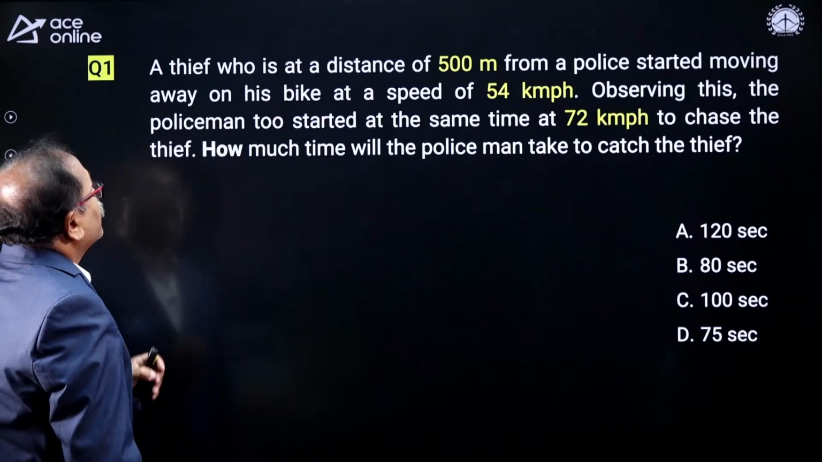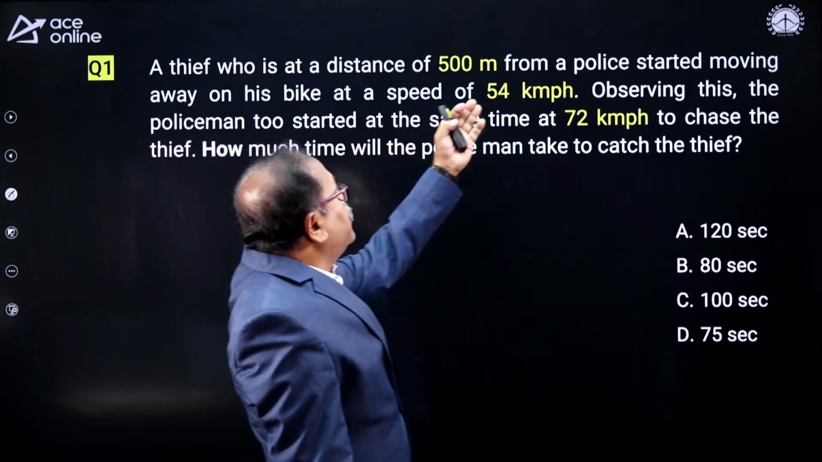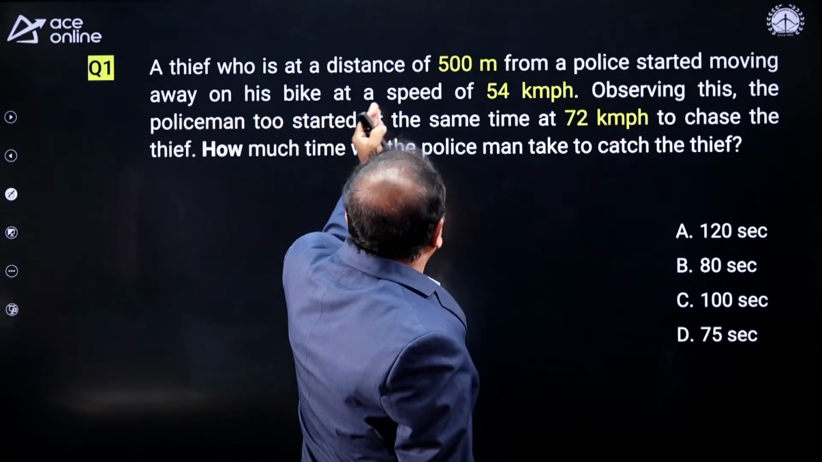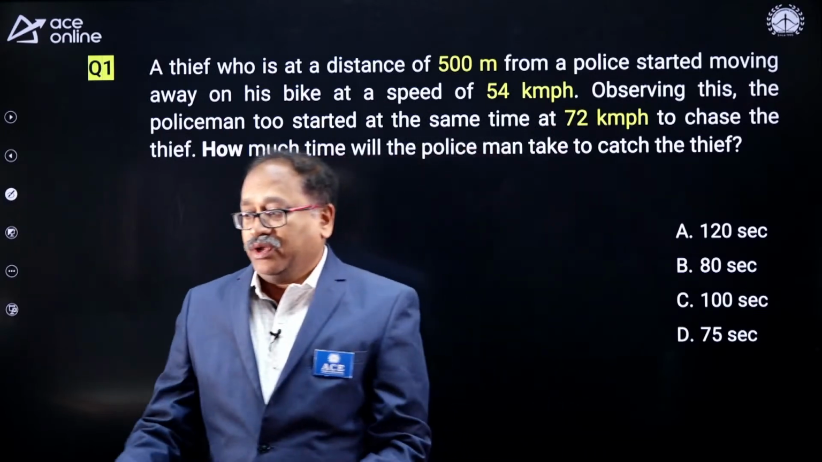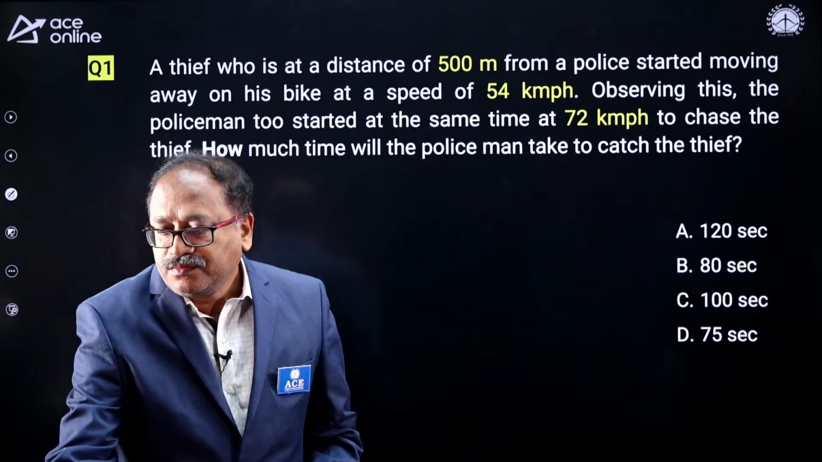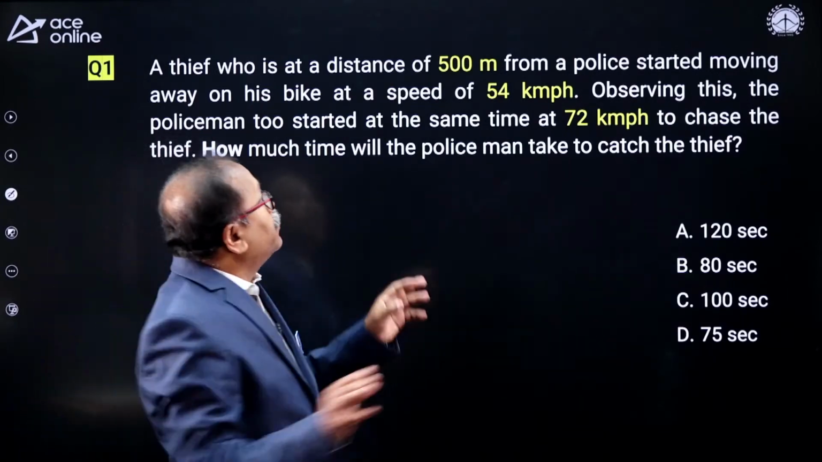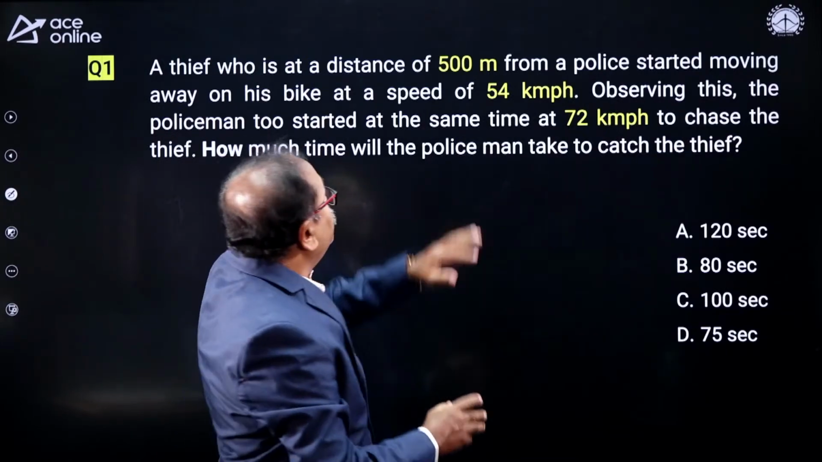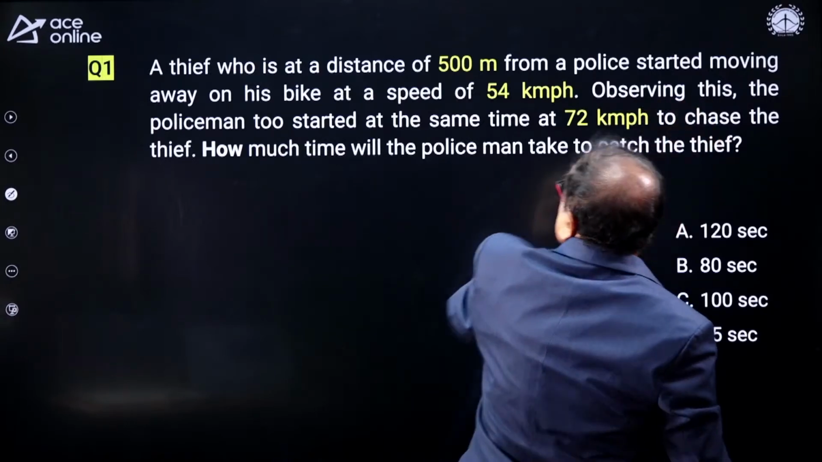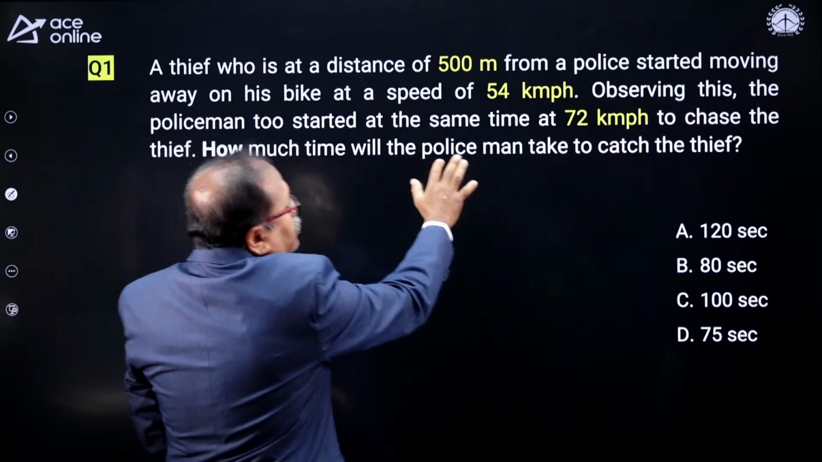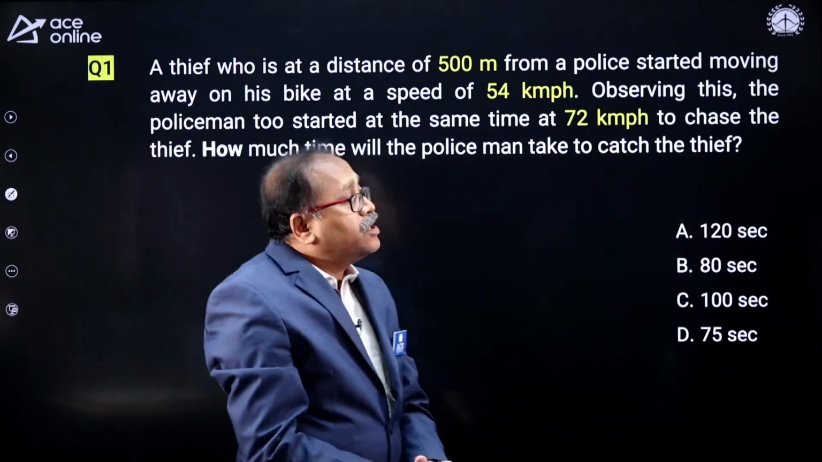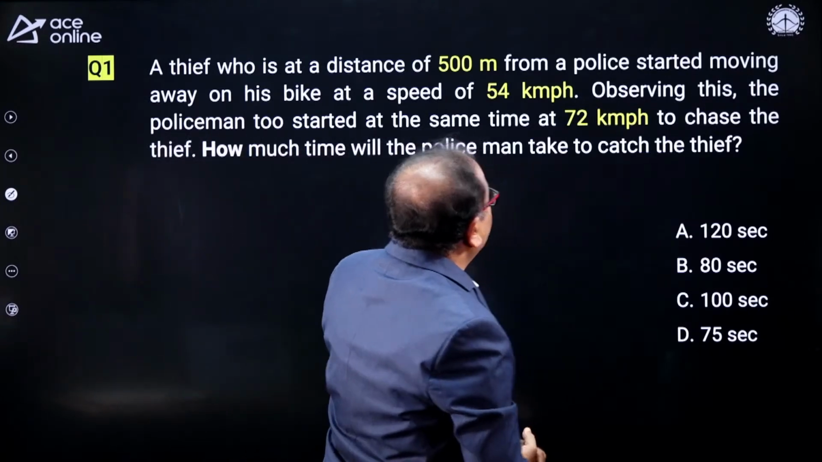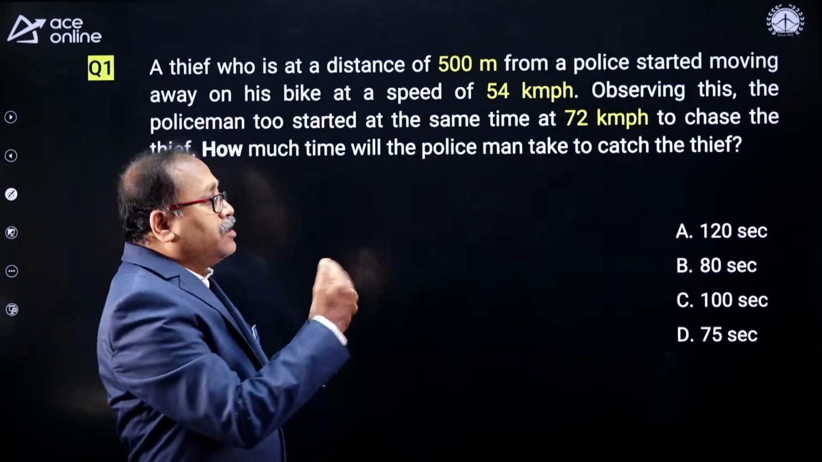The very first question: a thief who is at a distance of 500 meters from a police starts moving away on his bike at a speed of 54 kilometers per hour. So the thief is moving away at 54 kilometers per hour, and the distance between the police and thief is 500 meters. Observing this, the policeman too started at the same time with a speed of 72 kilometers per hour, chasing the thief. How much time will the policeman take to catch the thief?